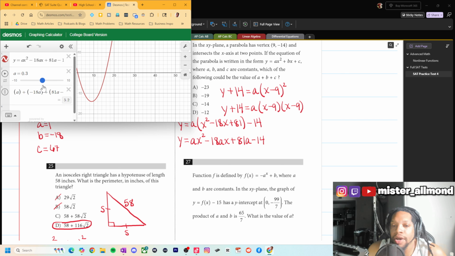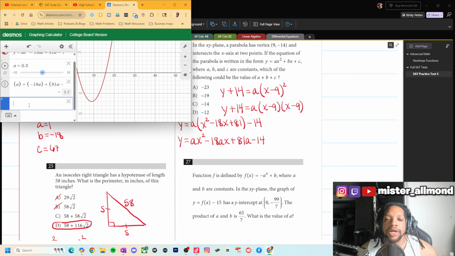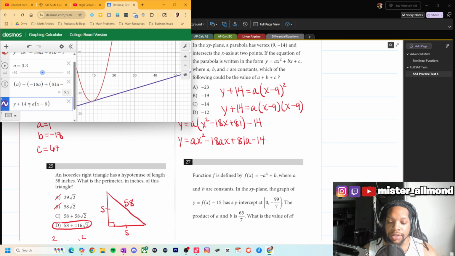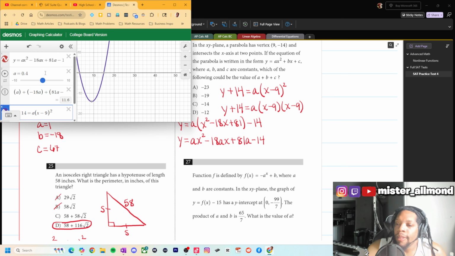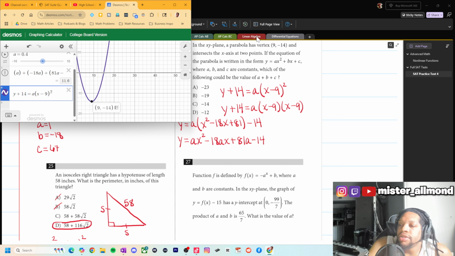Because A has to be positive. I wonder, let me make sure I did that right and type it in vertex form and see if I get the same thing. Y plus 14 equals A parentheses X minus 9 squared. Yeah, that's the same equation. 9, -14. Which of the following could be the value of A plus B plus C?